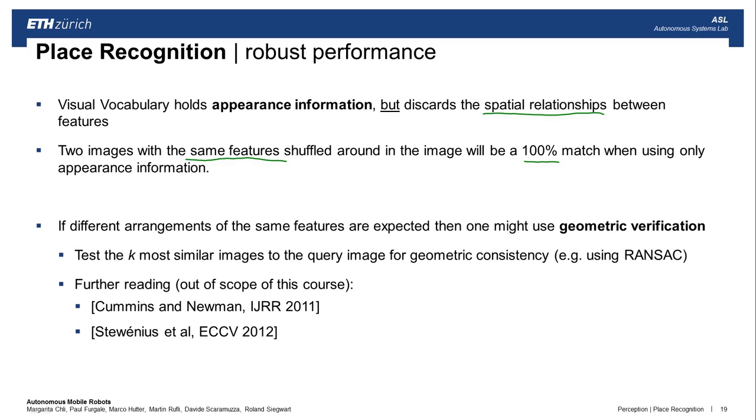Now, if we expect different arrangements of the same features, then one might use geometric verification. For example, RANSAC, where the k most similar images are fed into a geometric consistency test. Here I denote for you some interesting papers for further reading, and with this we conclude this segment on place recognition.